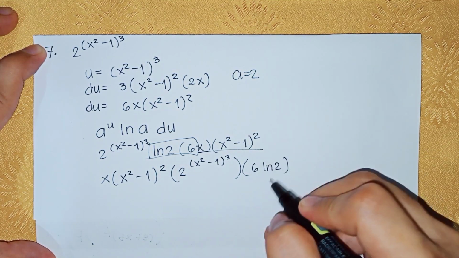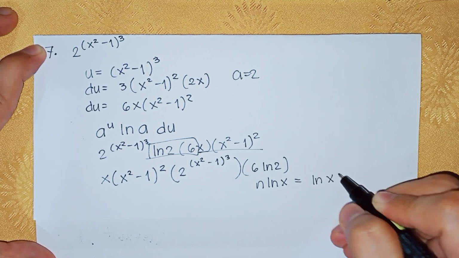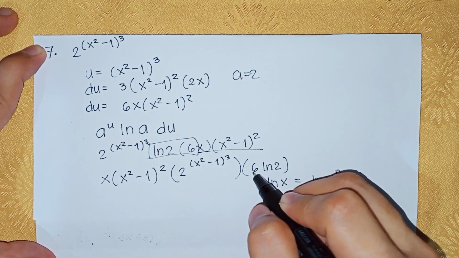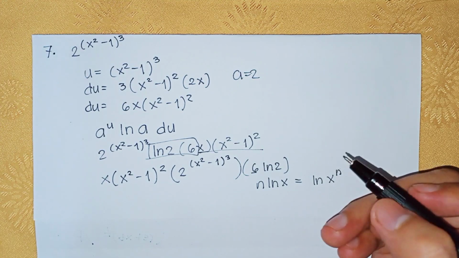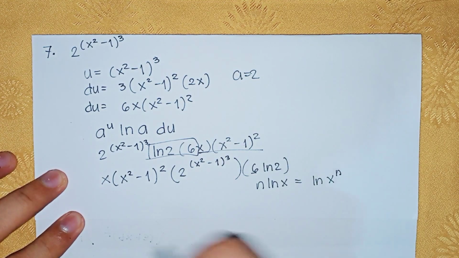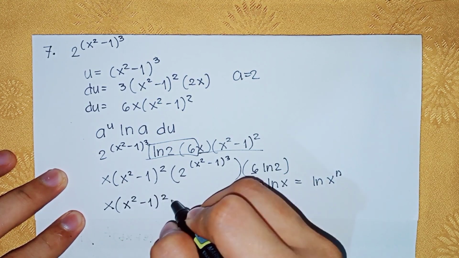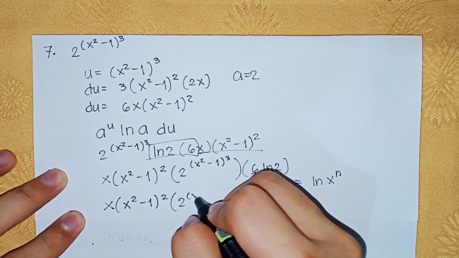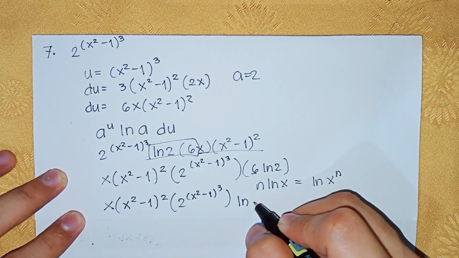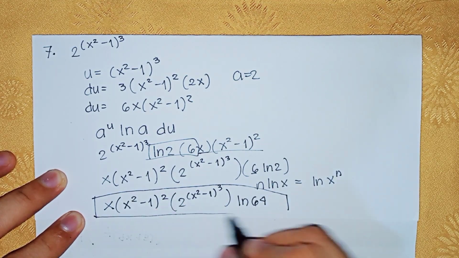Di ba? So, natandaan nyo ulit yung n ln x ay equal sa ln x raised to n. So, ibig sabihin, itong ln 2, itong 6, pwede mong i-raise. So, 2 raised to 6 is equal sa 64. So, ibig sabihin, ang magiging final answer natin dito, x times (x squared minus 1) squared times 2 raised to (x squared minus 1) cube times ln 2 raised to 6 or 64. So, ito yung final answer natin.